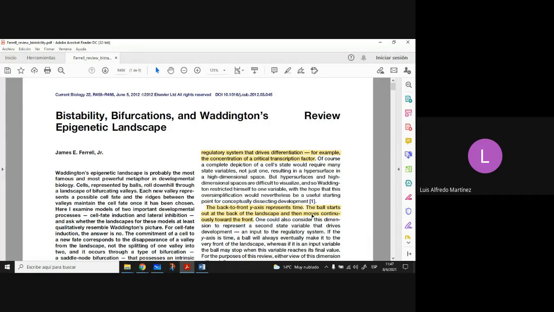Good morning, everyone. My paper is titled Bistability, Bifurcation, and Waddington's Epigenetic Landscape.